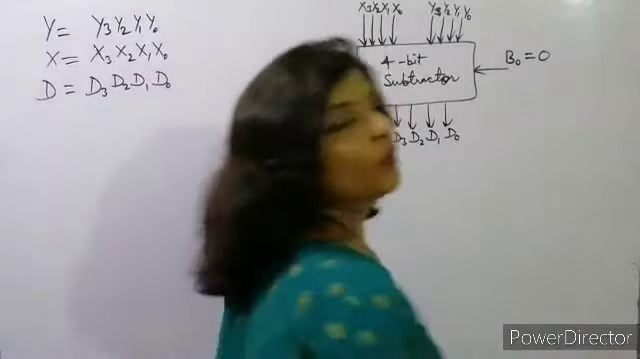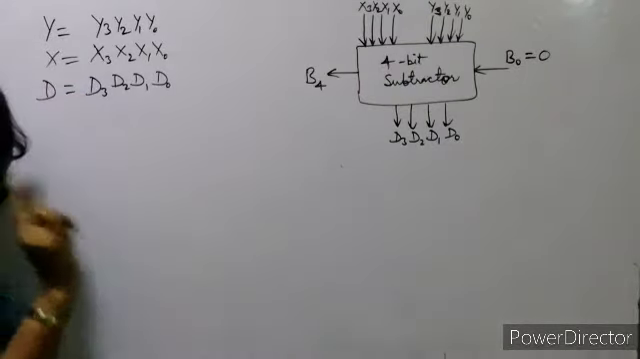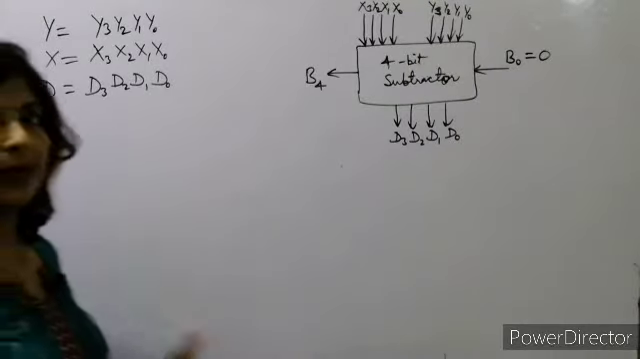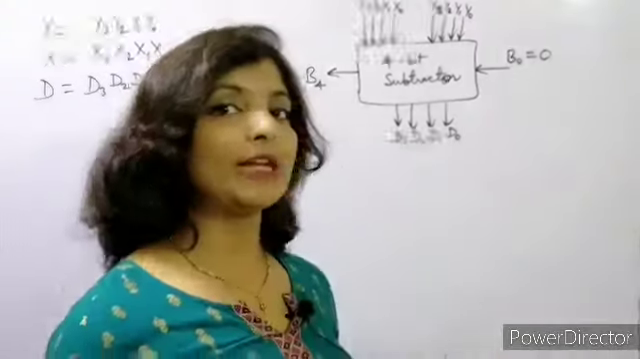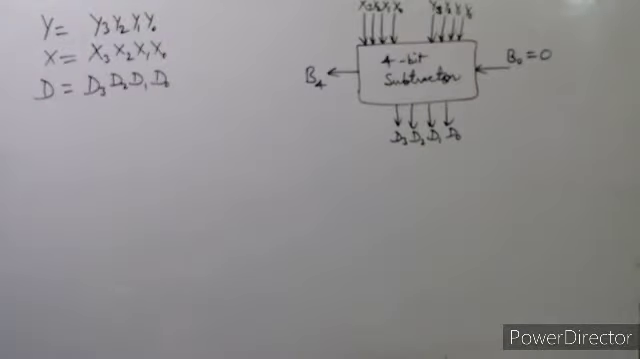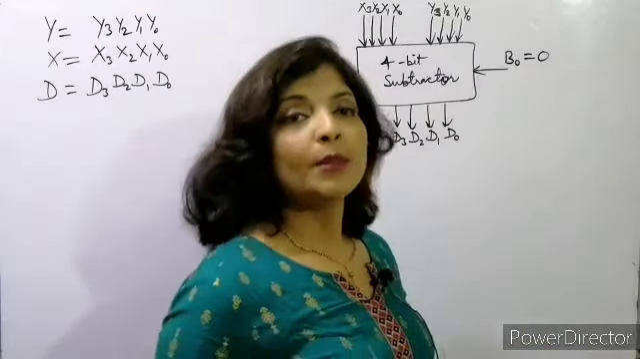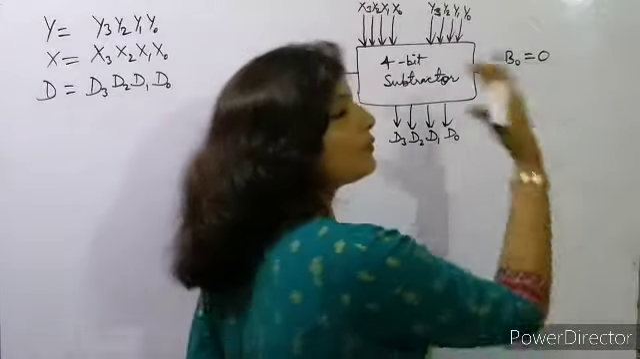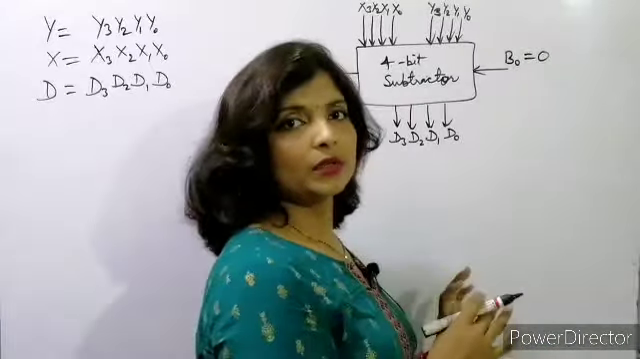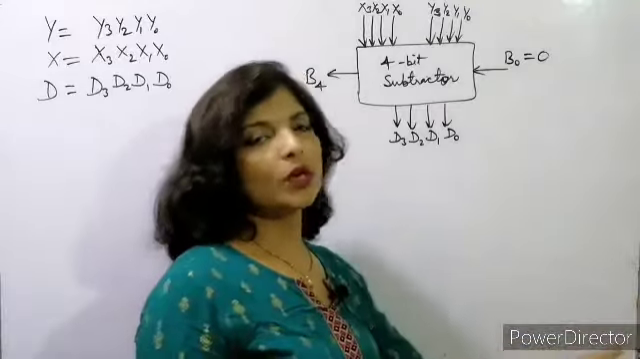So y will be equal to y3, y2, y1 and y0, and x will be equal to x3, x2, x1, x0, and d will be equal to d3, d2, d1, d0, because we have taken 4 bits. Instead of n bits, n is equal to 4 we have taken, so we are talking about a 4-bit binary subtractor, full subtractor. Why is b0 equal to 0 we have written? Because borrow is 0, because nothing comes from the lower order bit. Whatever borrow is coming at b out from the lower order bit, that we will consider here like b in.